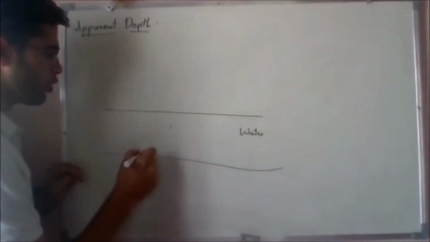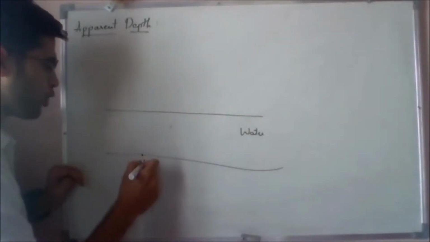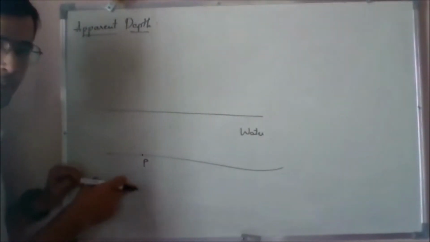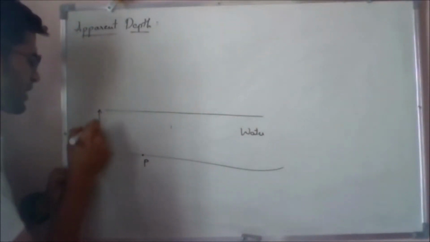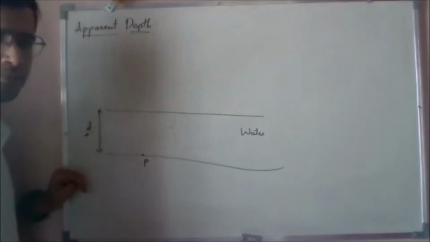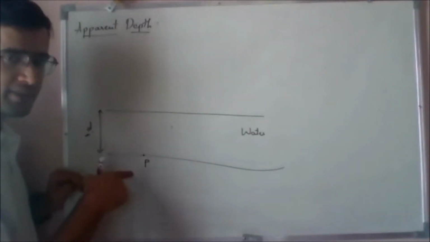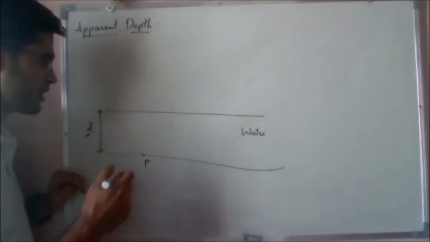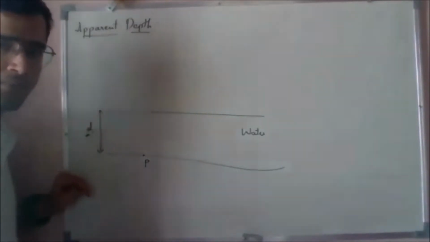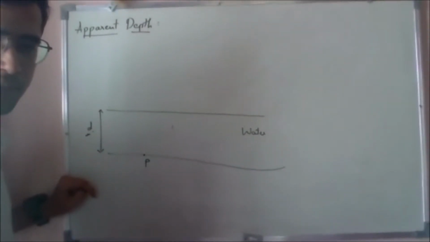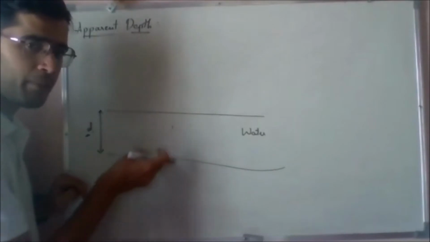You're now looking at the bottom of the water, the depth of the water. So let me consider a point P which is located at the bottom of the swimming pool, and let this point P be located at a depth of D from the surface of water. Now a person is looking at this. How is the person able to see it? The person is able to look at the point located at the bottom of the swimming pool because light rays from this point are able to reach the eye.